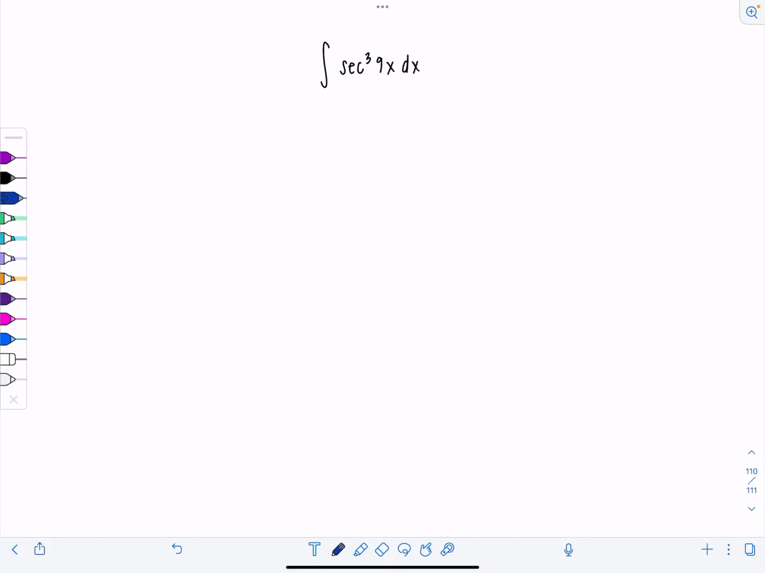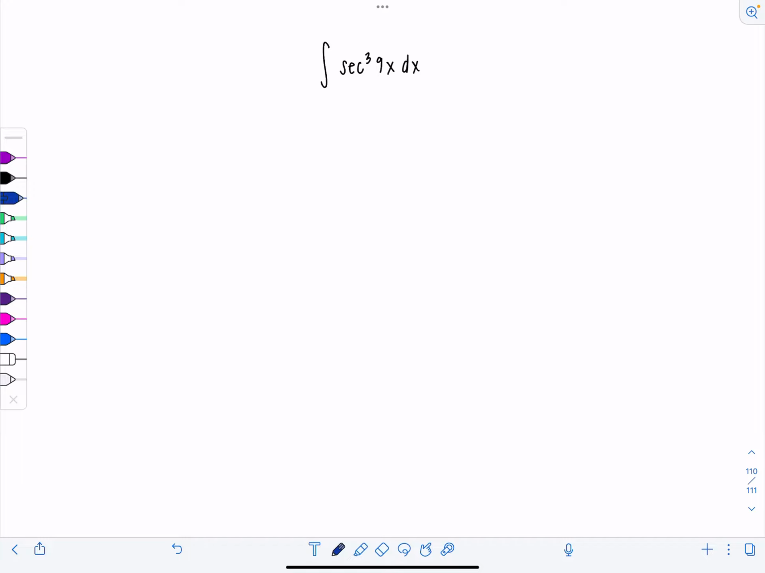Here's your integral of the day. Indefinite integral of secant cubed 9x dx. If you want to pause the video and give it a try on your own, I won't give any spoilers. And then I'm just going to jump right into it. We're going to need to use integration by parts, and this one boomerangs.